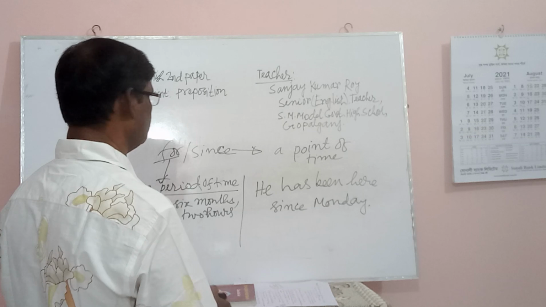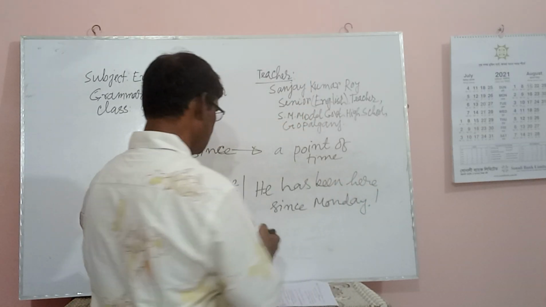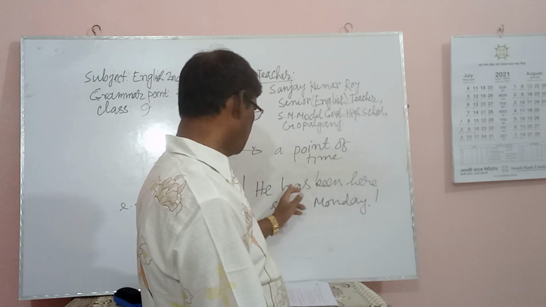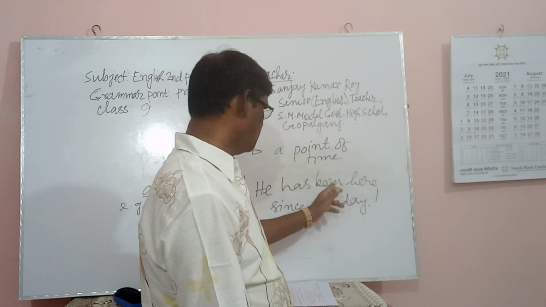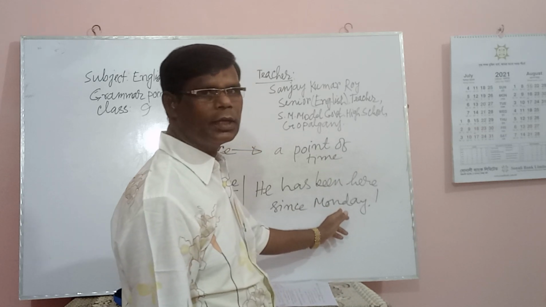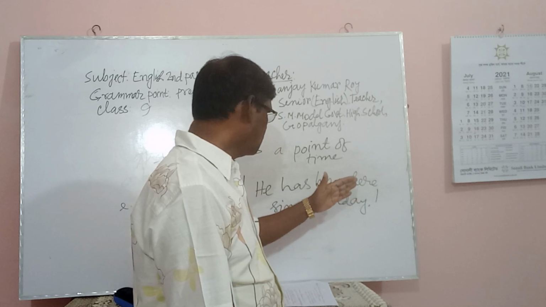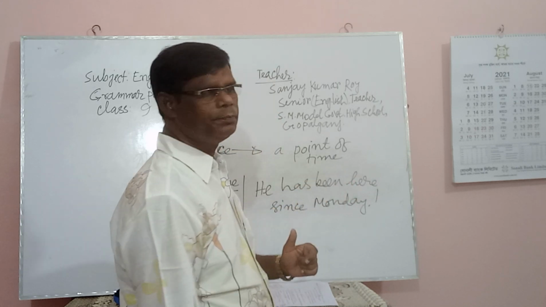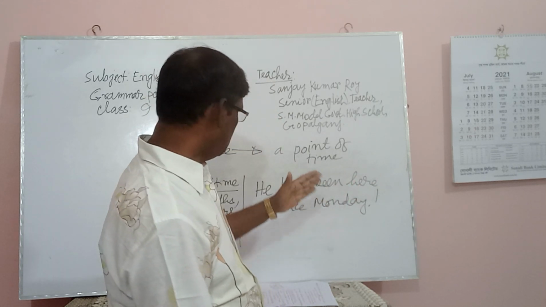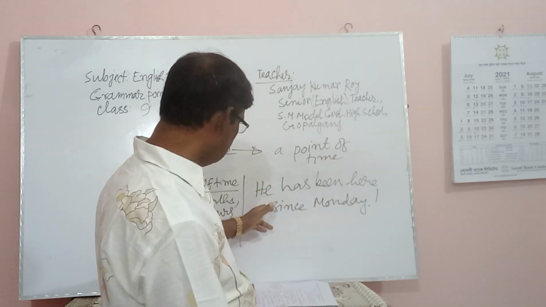He has been here since Monday. Here the structure is subject has V3, that is present perfect, but here since Monday is a time phrase attached with it. That is, this perfect tense has a time phrase. Here since is used.